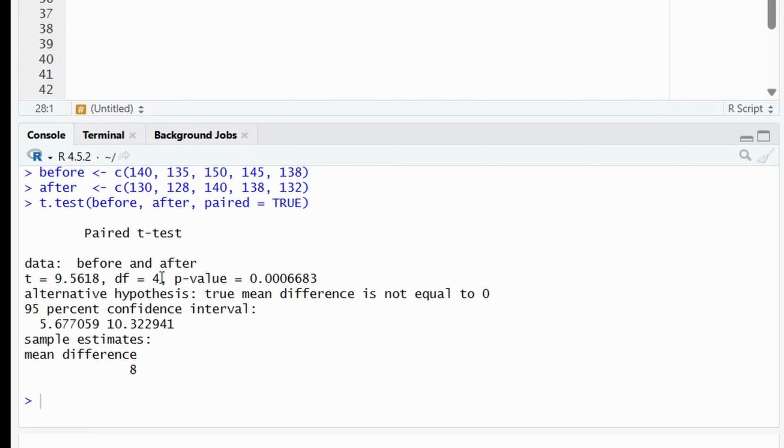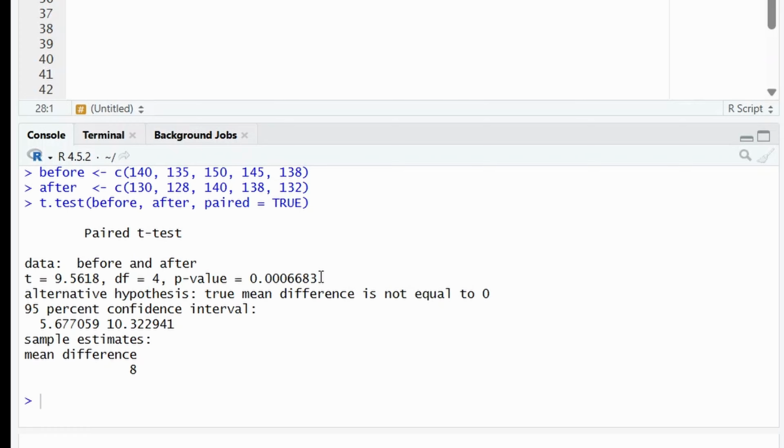Since this is paired data with 5 individuals, the degrees of freedom are calculated as n-1, which equals 4. This tells us the sample size is small, only 5 paired observations. So we should interpret the findings with caution, even though the statistical result is strong. P-value = 0.00066683. This is a very small p-value, well below the common threshold of 0.05.